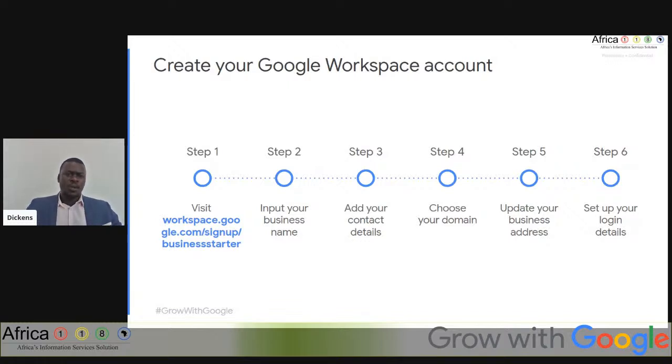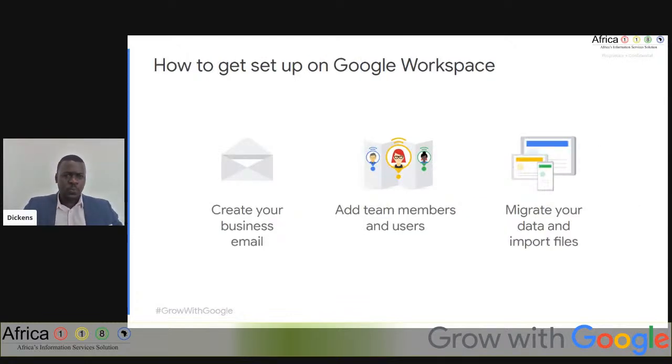So I've taken you through how you can create a Google Workspace account. If you want to do so, ladies and gentlemen, just go to workspace.google.com and you'll be able to sign up. You'll be able to choose, the way I took you through, between Business Starter, Business Standard or Business Plus, depending on the size of your organization, right? And then just enter your details.